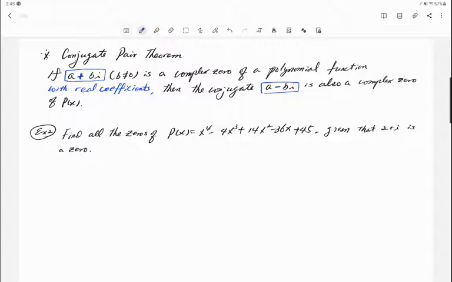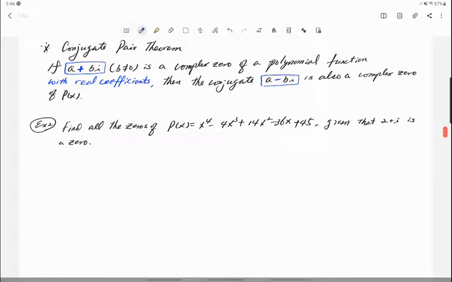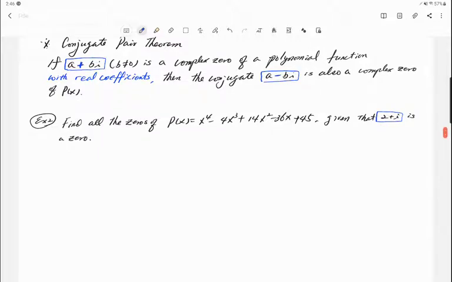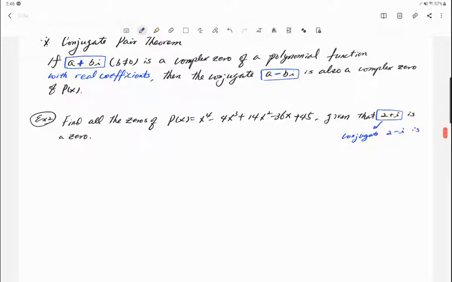So find all zeros of this polynomial. Okay, example 2. Given that 2 plus i is a solution, it's a zero. So this means the conjugate, which is 2 minus i, is also a solution.